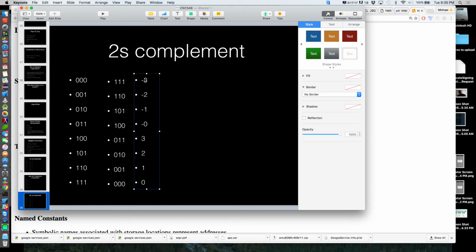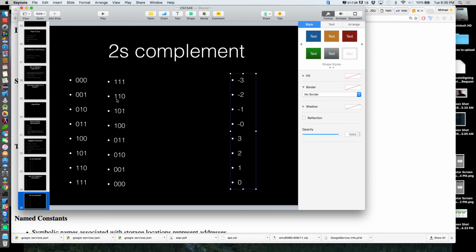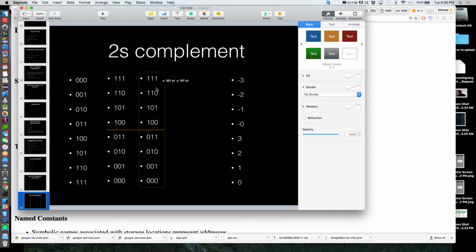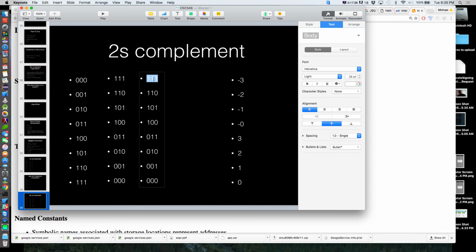So 2's complement, and we're going to come back and talk about carry flag as well, because when we actually start doing math with these guys, things get a little wonky. All right, so 2's complement uses 1's complement as an intermediate step, right? All right, then we add 1 to that guy. So if we add 1 to 1, 1, 1, what do we get?